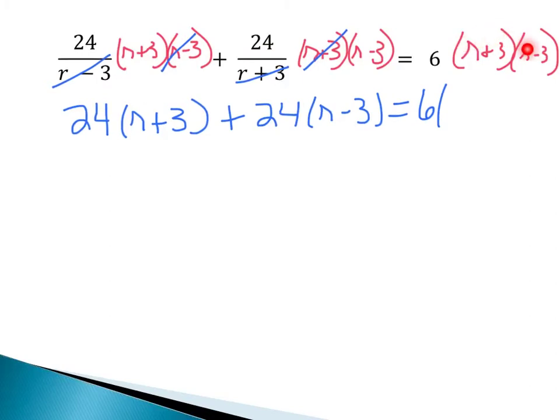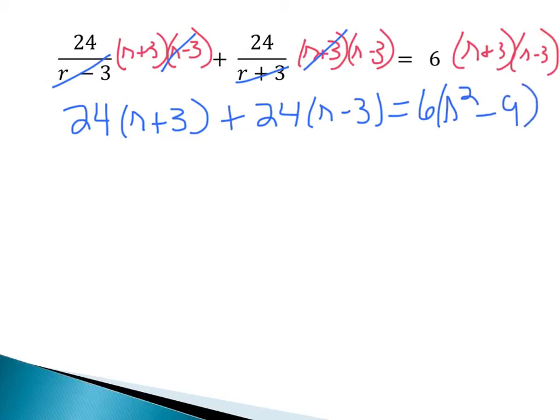R times R is R squared. Sorry, I missed my R squared. And then R times negative 3 is negative 3R. 3 times R is positive 3R. They add to 0. And then minus 9.